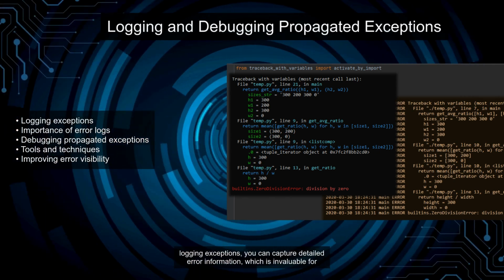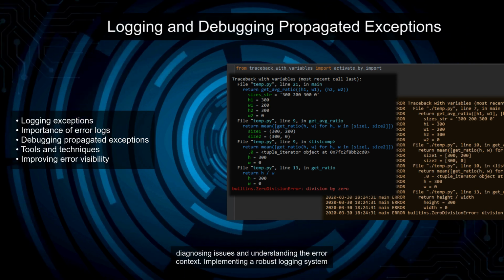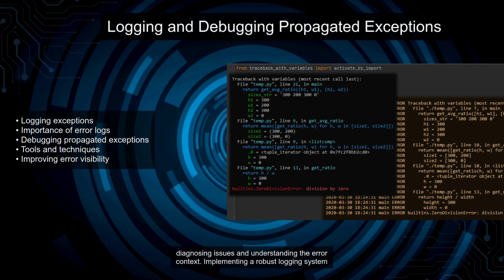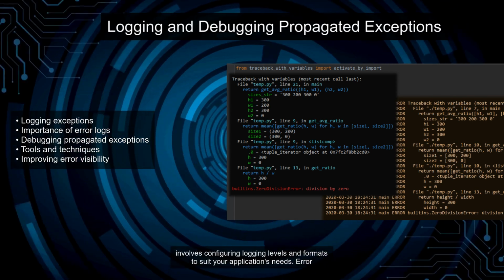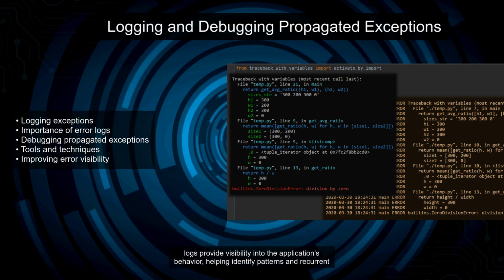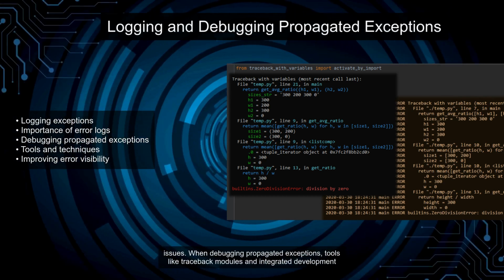By logging exceptions, you can capture detailed error information, which is invaluable for diagnosing issues and understanding the error context. Implementing a robust logging system involves configuring logging levels and formats to suit your application's needs. Error logs provide visibility into the application's behavior, helping identify patterns and recurrent issues.